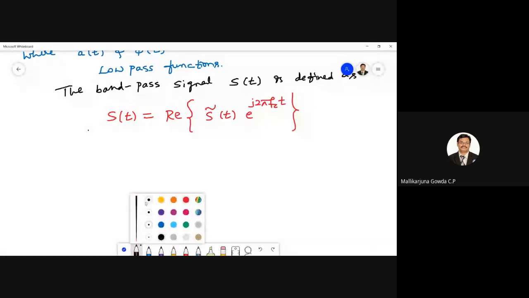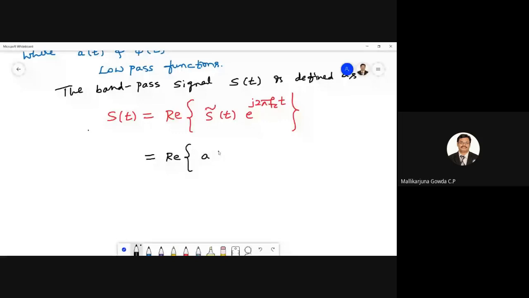So what I wrote earlier, right? I wrote S tilde of t as what? In polar form. Just quickly, any one of you can say. What did I write for S tilde of t? Yeah, that is A of t into e power j phi of t, right? Then this into e power j 2 pi fct.